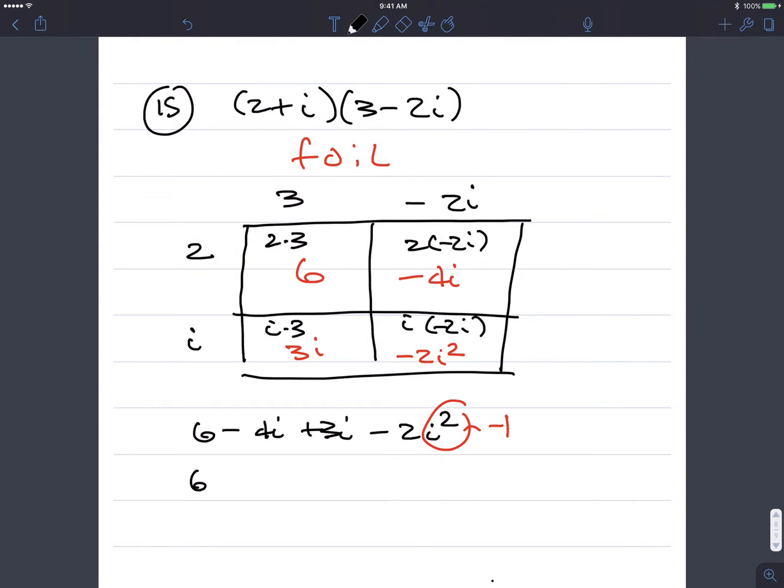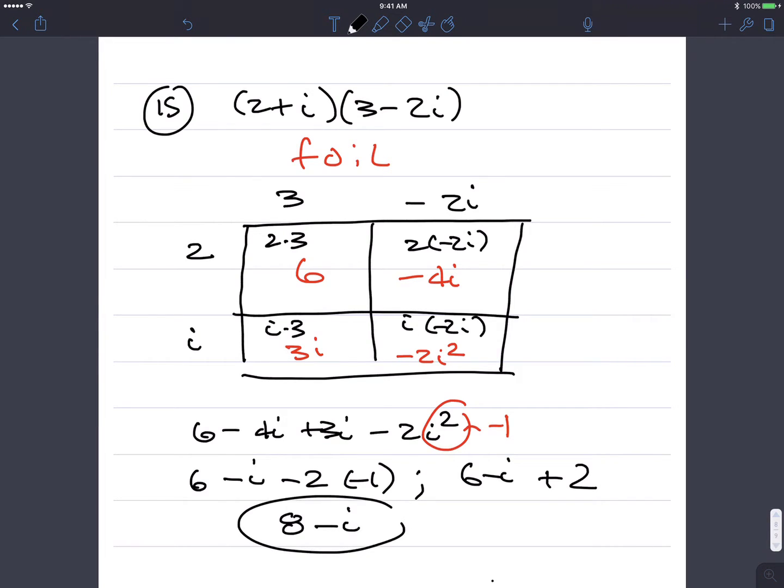6. Negative 4i plus 3i is minus i. Minus 2 times negative 1. We get 6 minus i plus 2. And then 6 plus 2 is 8. We get 8 minus i.